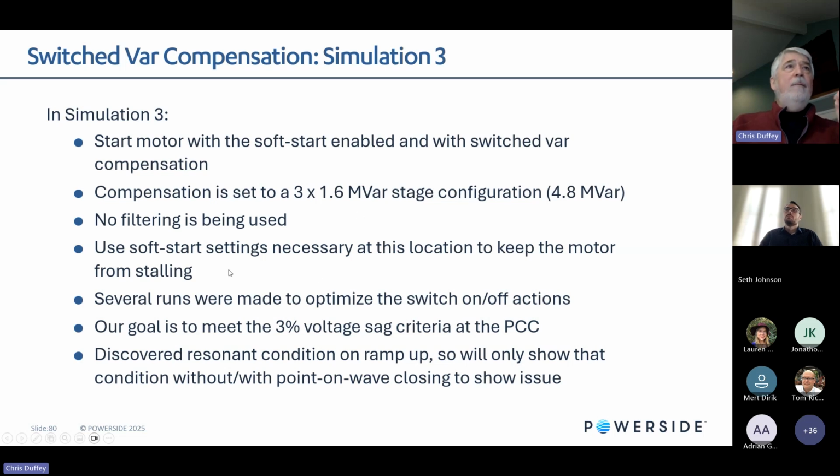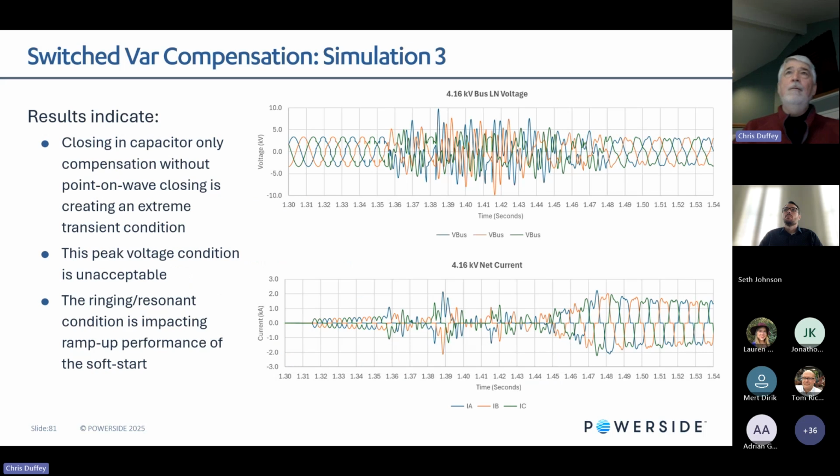And in this case, we're going to apply it as quickly as we can, but we're going to notice that the soft start has a ramp at the beginning where you have to start switching on stages at that time. And again, we want to meet that 3% voltage sag. Unfortunately, because we're doing a full detailed simulation, we noticed that during the ramp up there was a resonance and a problem with switching the capacitor without using point on wave. And that condition is seen here.